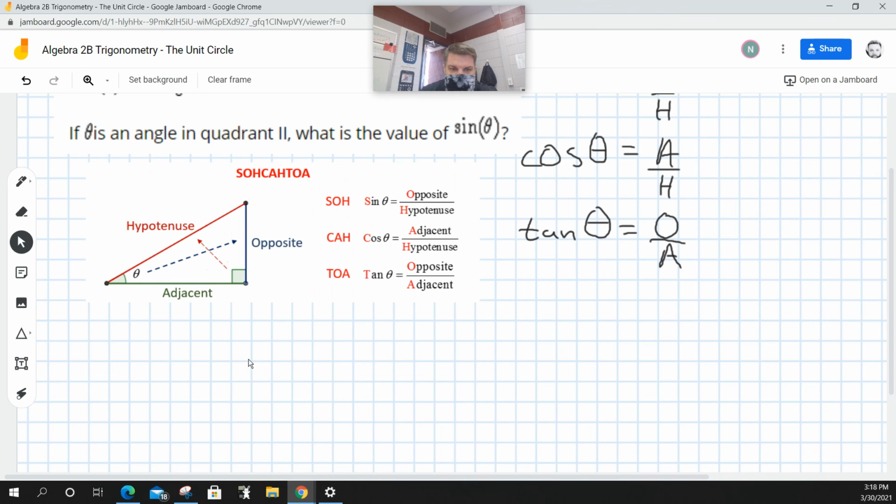So basically, we're going to have a right triangle, and a right triangle, just in case you forgot, has a 90-degree angle. Theta is the angle over here, and the side across from that is the opposite. The side across from the 90-degree angle is the hypotenuse, and the one that's left over is called the adjacent. So sine of theta is the opposite over the hypotenuse, cosine of theta is the adjacent over the hypotenuse, and tangent is the opposite over the adjacent. So that's where all that comes from.